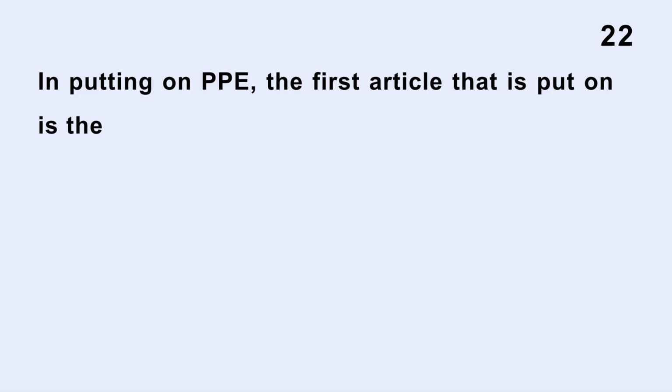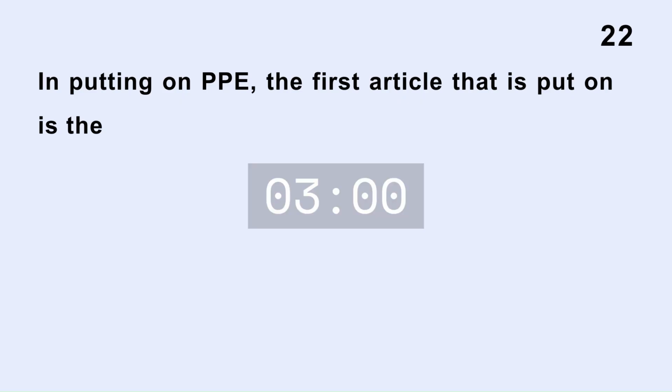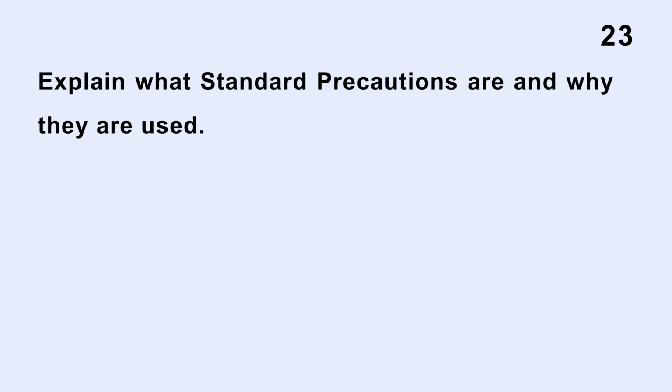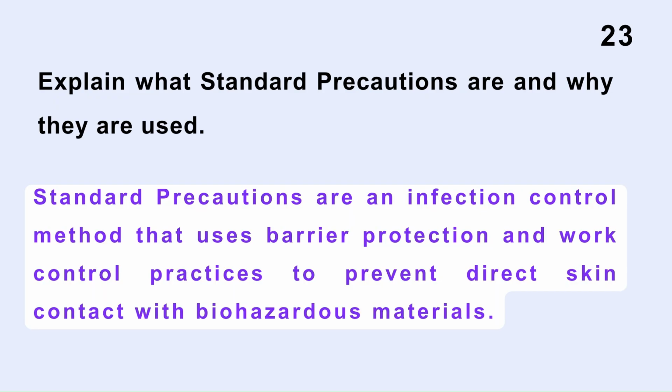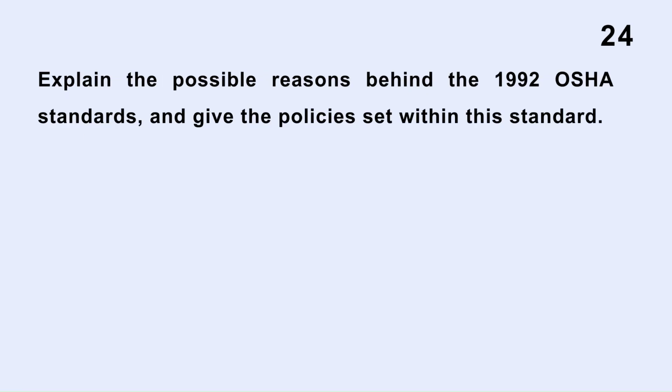Number 22. In putting on PPE, the first article that is put on is the gown. Number 23. Explain what standard precautions are and why they are used. Standard precautions are an infection control method that uses barrier protection and work control practices to prevent direct skin contact with biohazardous materials.